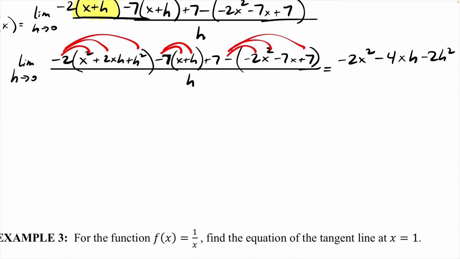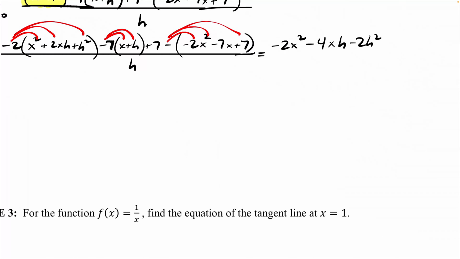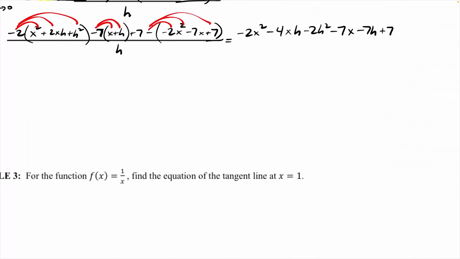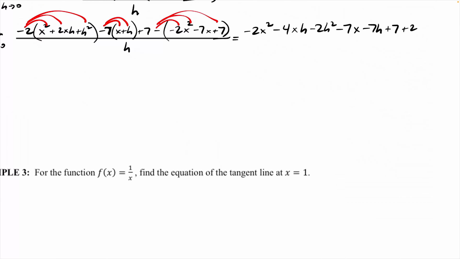Now I've got to distribute the -7. So minus 7x minus 7h. The next one is that +7. That one doesn't get distributed because it was connected by a plus, not distributive property. So that +7 there. Now the last thing was the negative in front of the last parentheses, right? So it'd be +2x squared, +7x minus 7. No more parentheses. h still on the bottom.